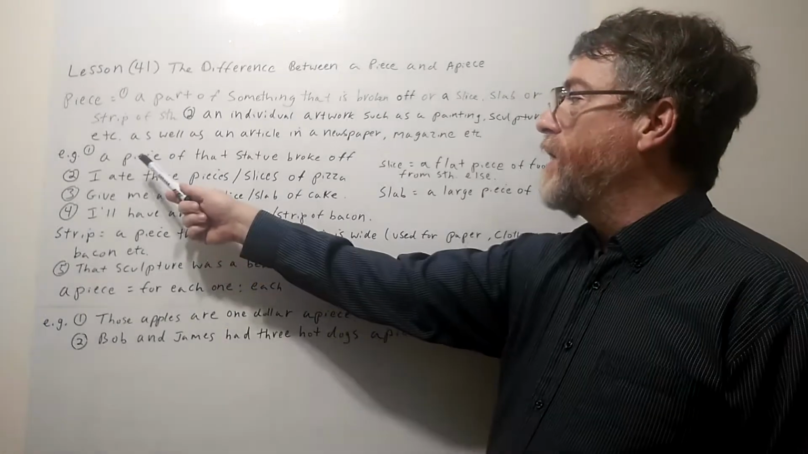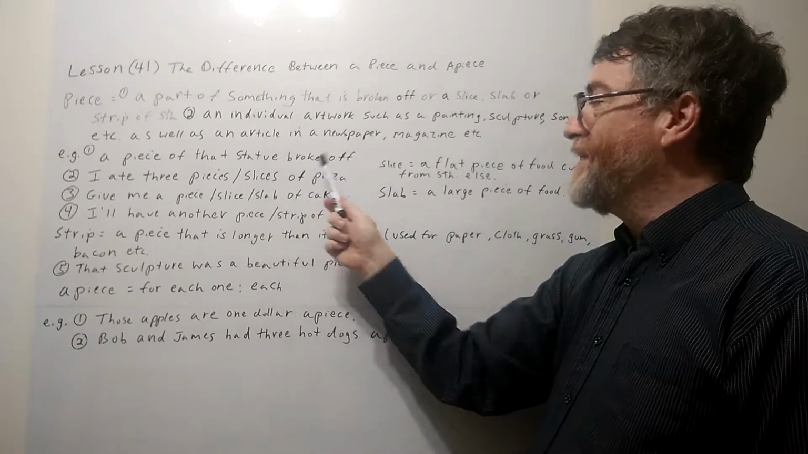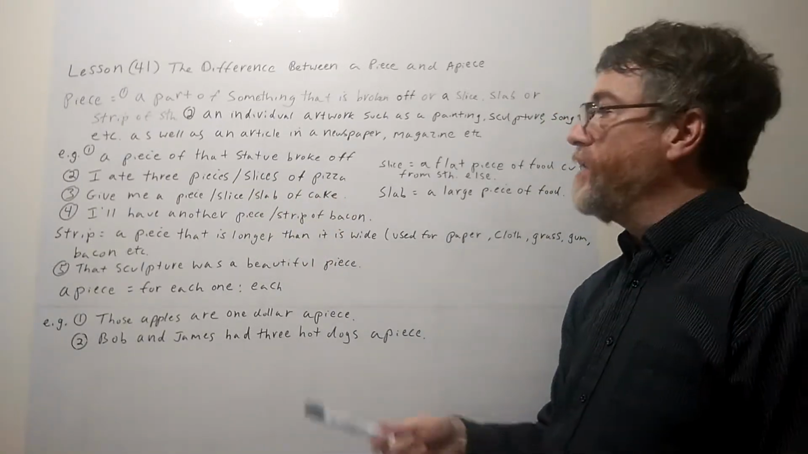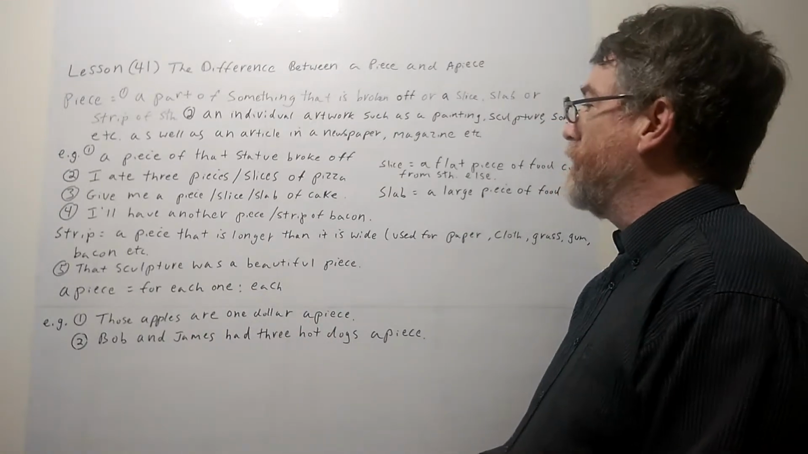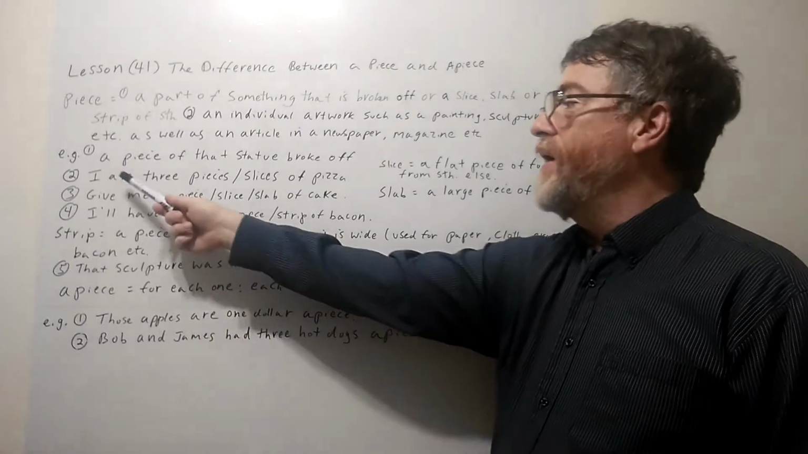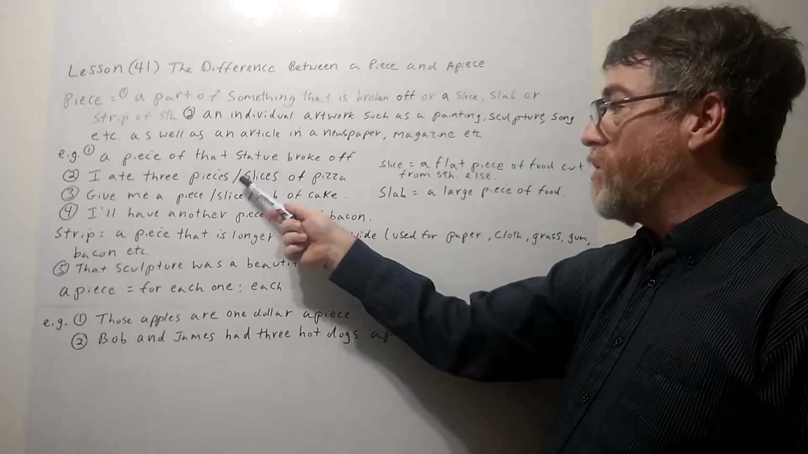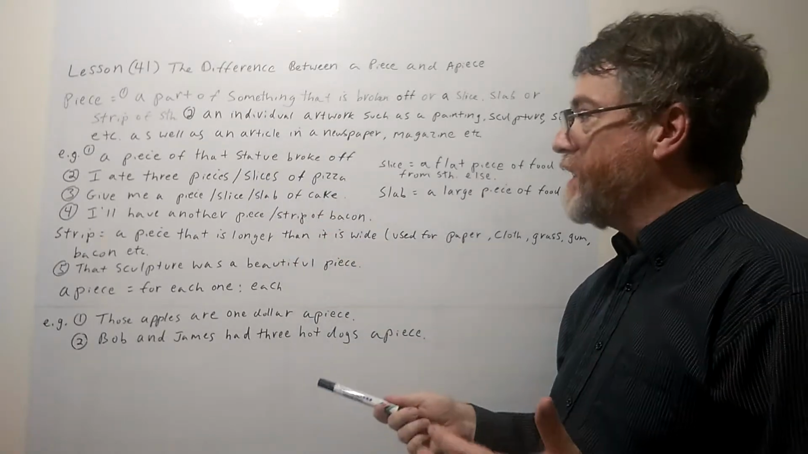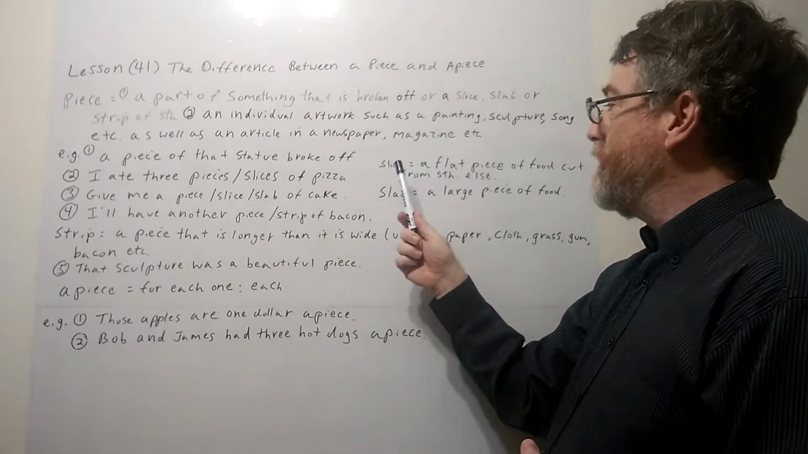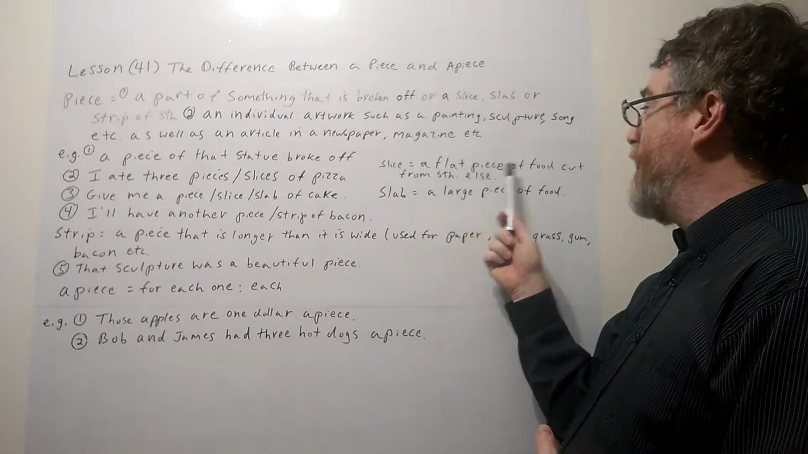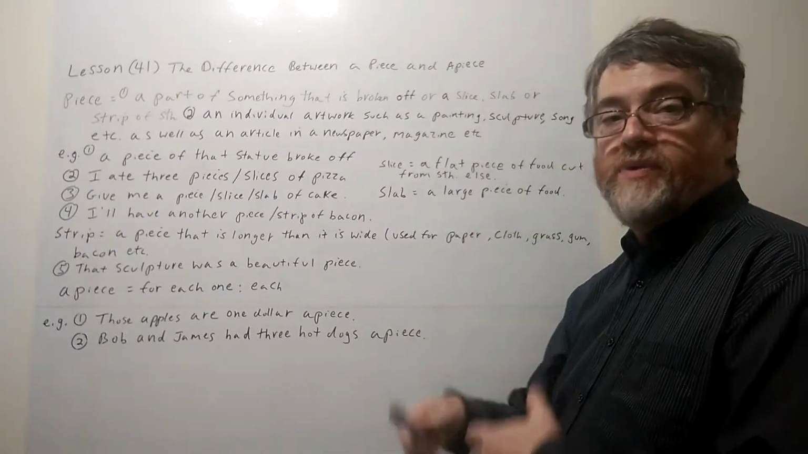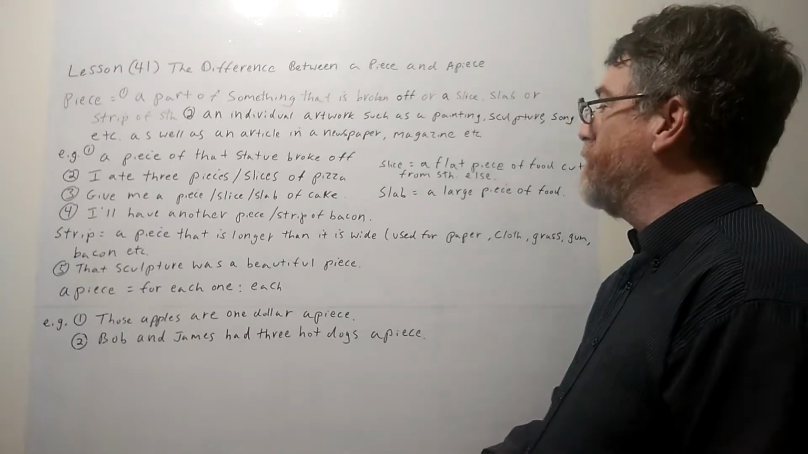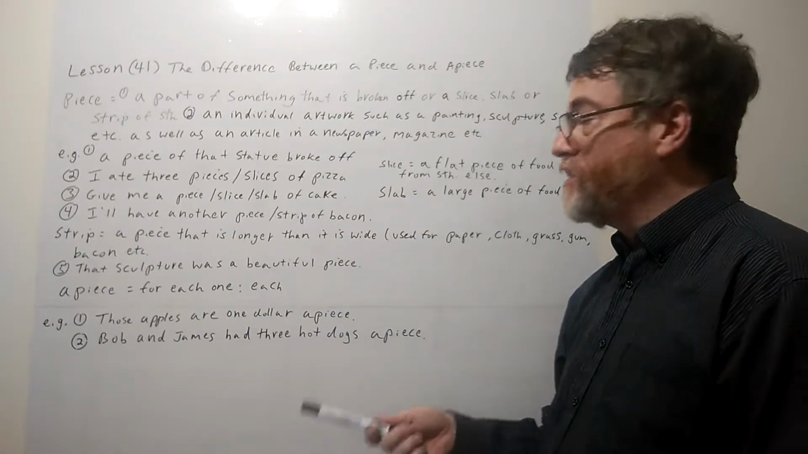Number one, we say, "A piece of that statue broke off." Now this is, of course, the normal "piece," so it's two words. Okay, let's look at number two: "I ate 3 pieces or slices of pizza." Remember, a slice is a flat piece of food cut from something else. You have a piece of bread, a piece of pizza, a piece of cake. We could use that too.